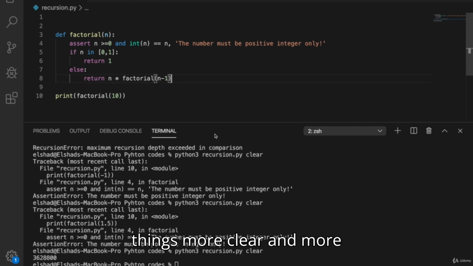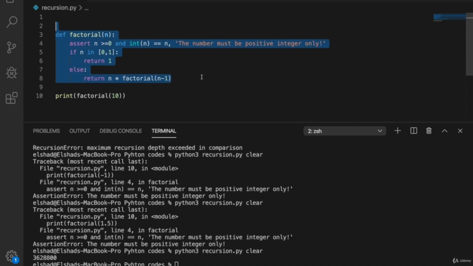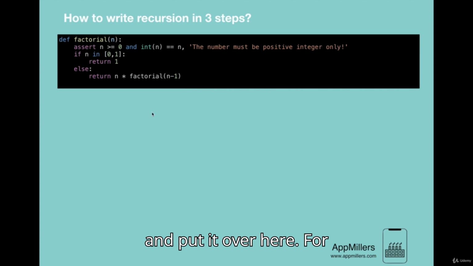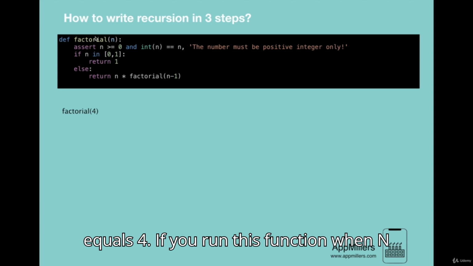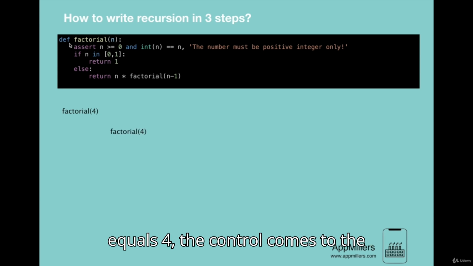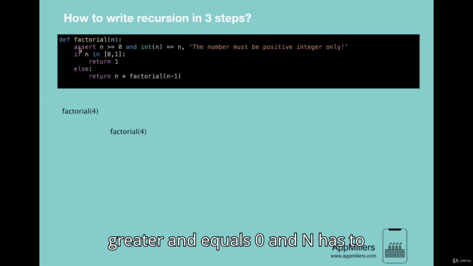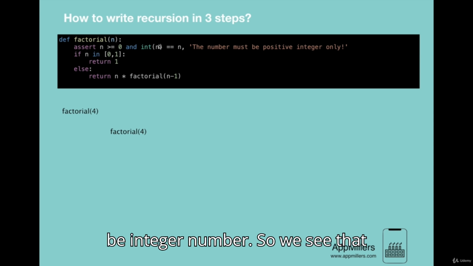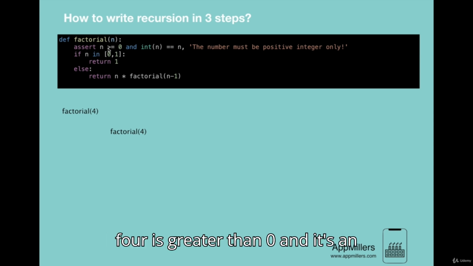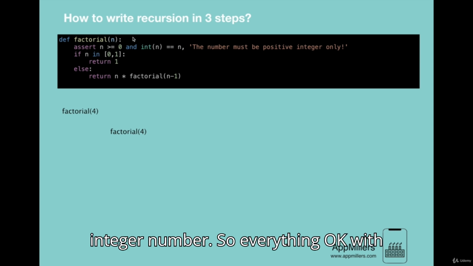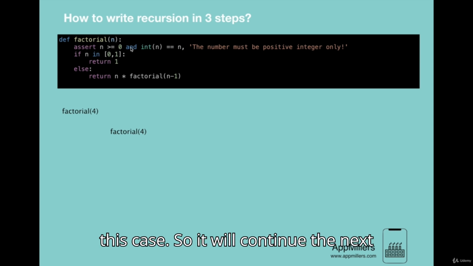To make things clearer and more understandable, let's run this function for an integer number and see what's happening behind the scenes. So I will just copy this function from over here and put it over here. For simplicity, let's run it for when n equals 4. If we run this function when n equals 4, the control comes to the first condition where it says n is greater than or equal to 0 and n has to be an integer number. We see that 4 is greater than 0 and it's an integer number. So everything is okay with this case, and it will continue to the next case.